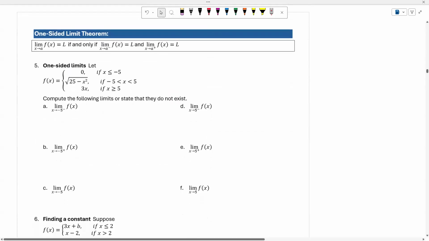So now, let's see if we have piecewise functions. Then how do we actually work with the limits? So for this one right here, when we have a piecewise function, we are going to work with the one-sided limits.